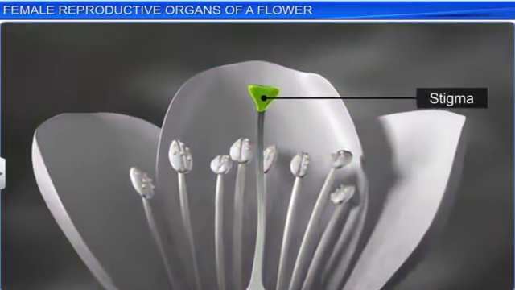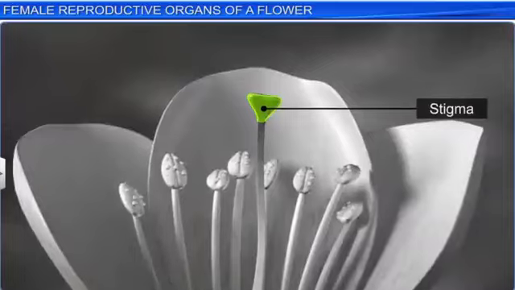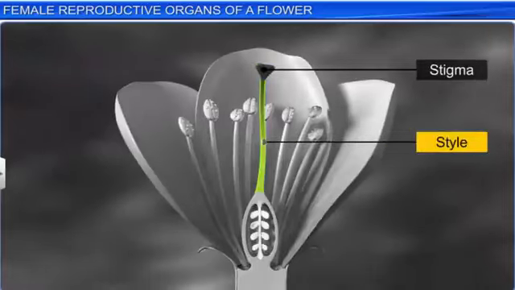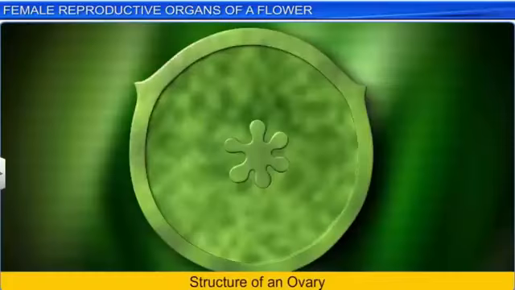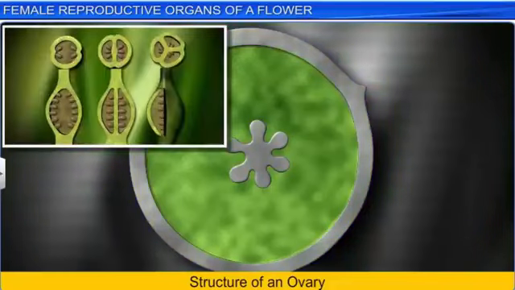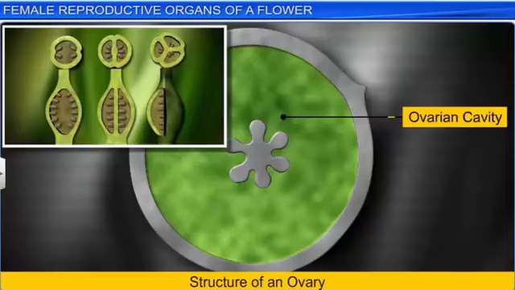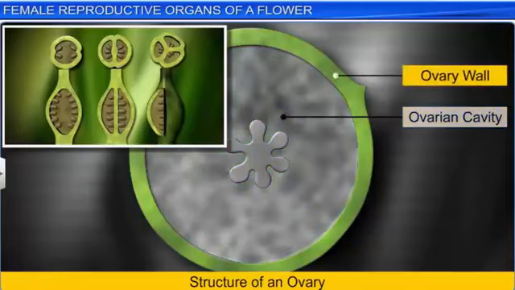While the stigma is a landing platform for pollen grains, the style, an elongated, slender structure, connects the stigma to the ovary, the basal bulging part of the pistil. Morphological studies of the ovary have revealed that it contains one or more cavities called locules, or ovarian cavities that are surrounded by an ovary wall.